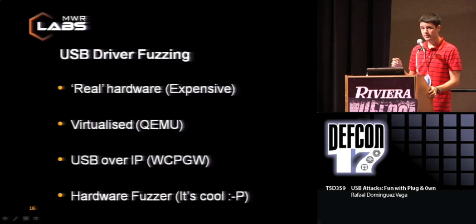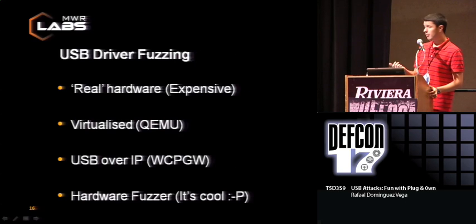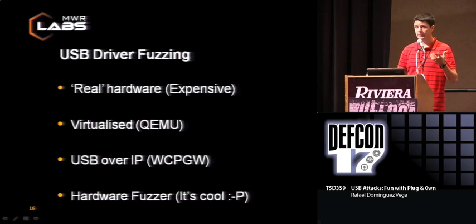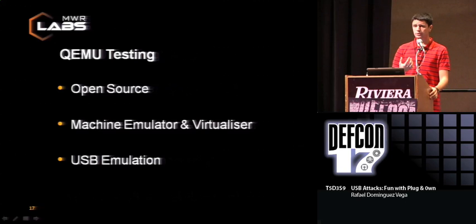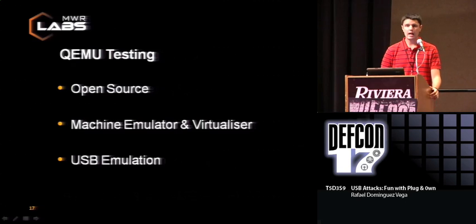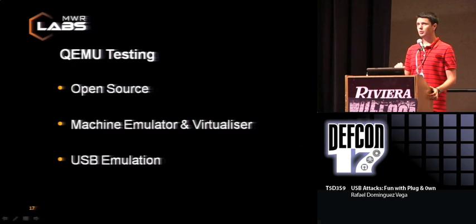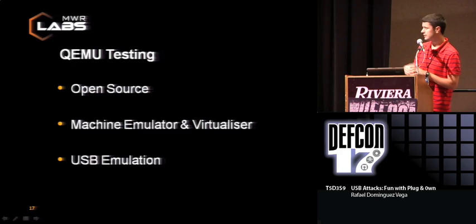We took three different approaches: a virtualized approach using QEMU, a network approach using USB over IP, and a hardware approach, consisting actually in implementing hardware that will send malformed data to the target system. So QEMU is an open source machine emulator, a virtualizer. And it's quite cool because it allows us to emulate USB devices from the host computer to the guest operating system, as if this was actually physically plugged into the target system.